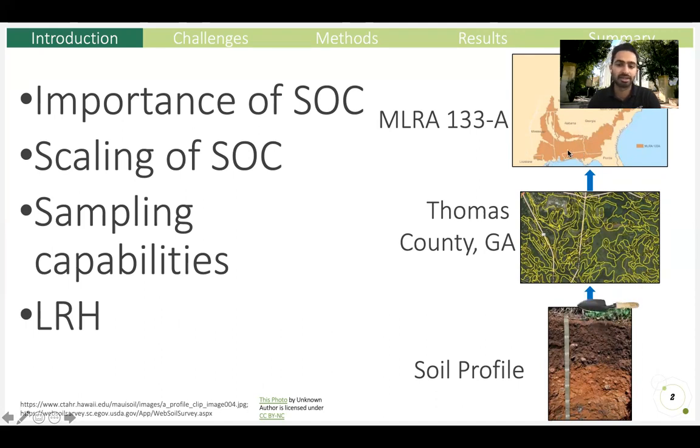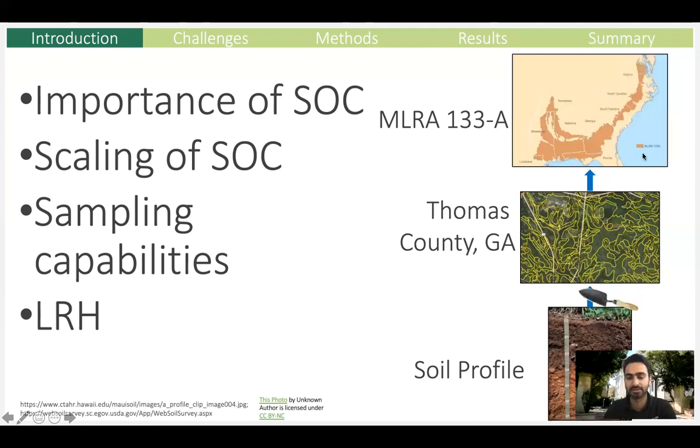MLRA 133A is our study site, which spans 9 states in the Southeast United States, and it's the largest MLRA in the United States. MLRAs are major land resource areas, which USDA divides the US into to make strategy and policy making for soil conservation easier.